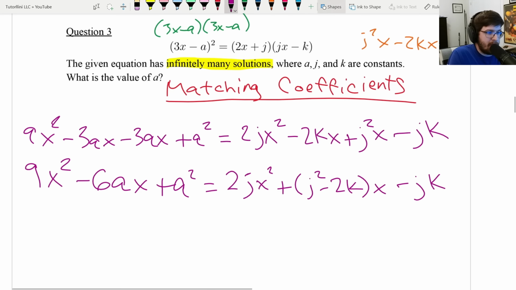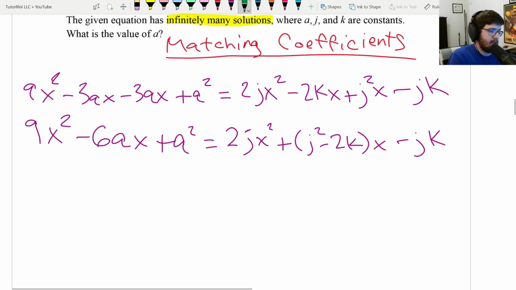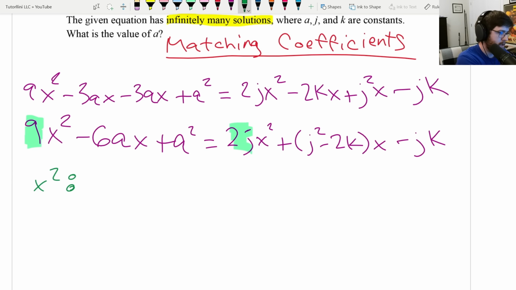be the same. So I'm going to make a little table, and we'll do the x squareds. So I get 9, and on the right side, it's 2j. So 9 equals 2j.